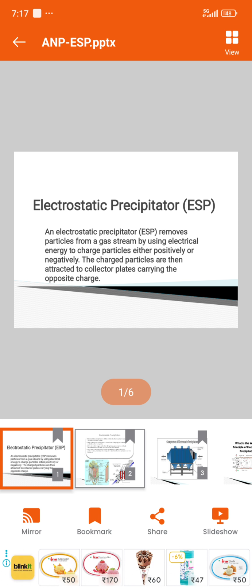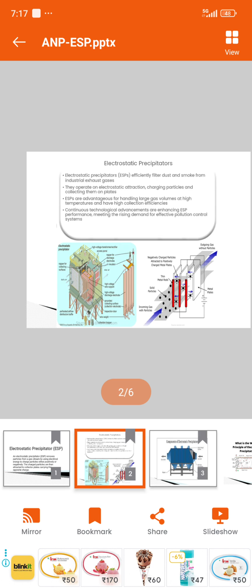Today we'll see about the electrostatic precipitator. First of all, we'll see what an electrostatic precipitator is and why it is used. An electrostatic precipitator, the short form is ESP, removes particles from a gas stream by using electrical energy to charge the particles either positively or negatively. The charged particles are then attracted to the collector plates carrying the opposite charge.